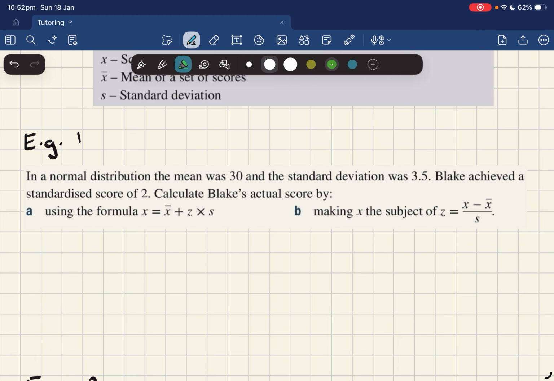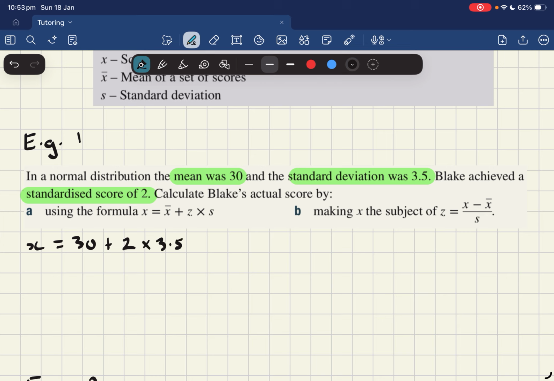Now it's saying in a normal distribution, the mean was 30, standard deviation was 3.5, and Blake achieved a standardized score of 2. Anytime it says a standardized score, it means z-score. So it's saying calculate Blake's actual score, so what his mark was, first using the formula that they've just given us here. So in part A, we're going to say x equals the mean, which is 30, plus the z-score, 2 times 3.5. So we do this, and that gives us 37.